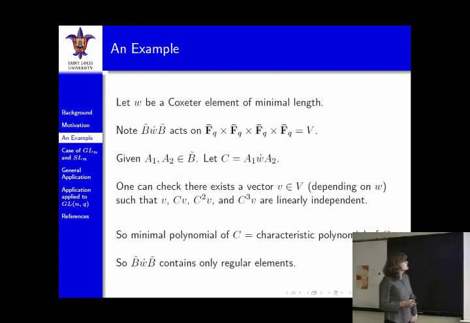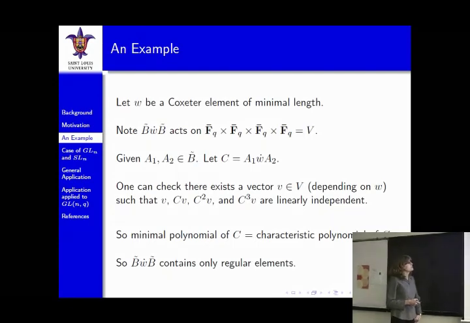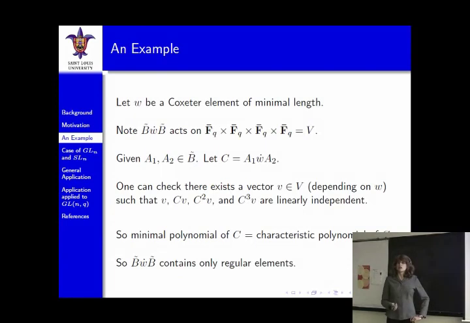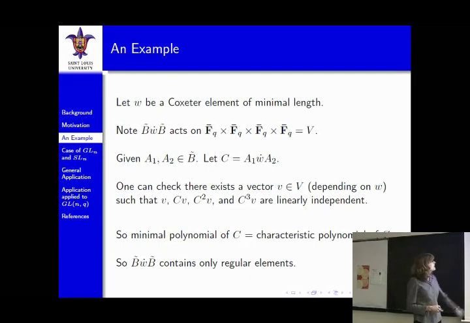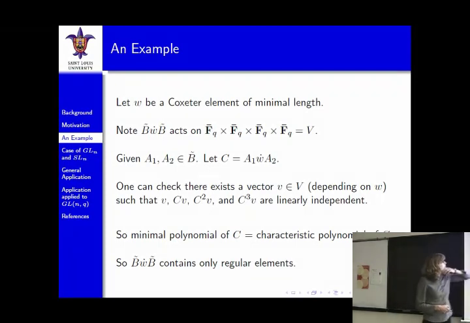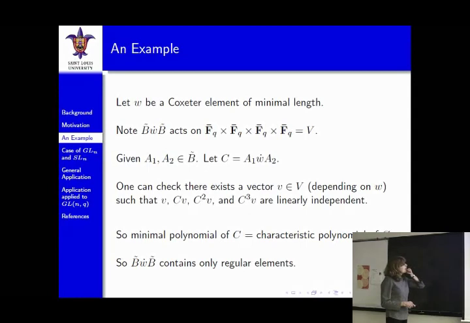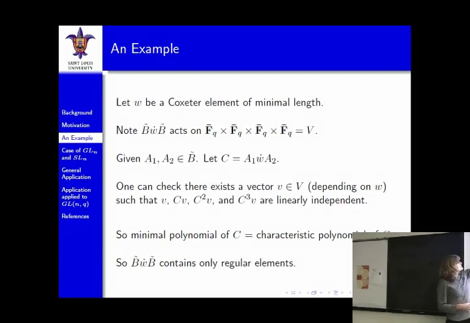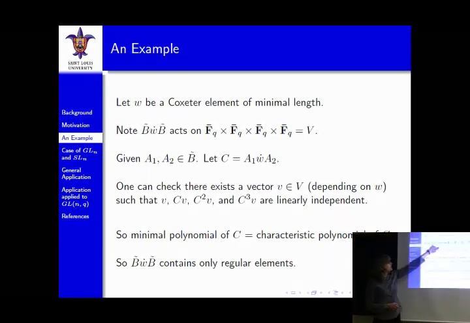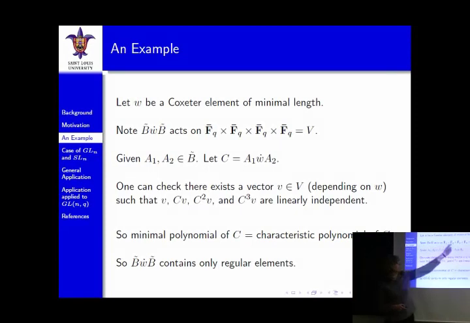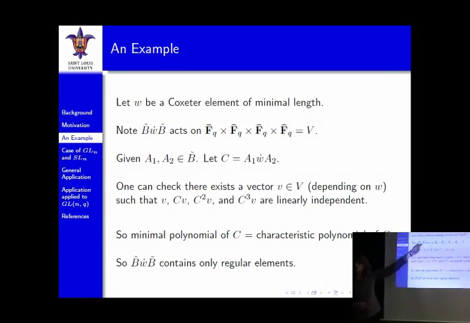All right, so we're still in our GL4 example here. We're trying to investigate what could go right or wrong with Steinberg's theorem when we change assumptions. So let's take a Coxeter element of minimal length, and any element in here is a 4x4 matrix, so it certainly acts on this vector. Just multiplication of this 4x4 matrix with that vector.